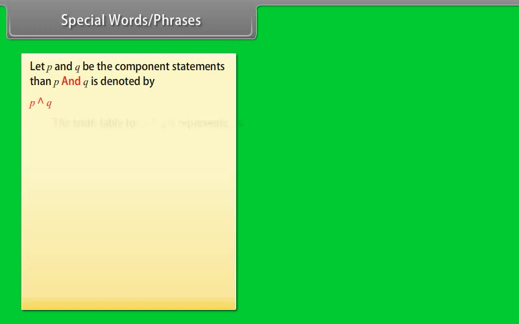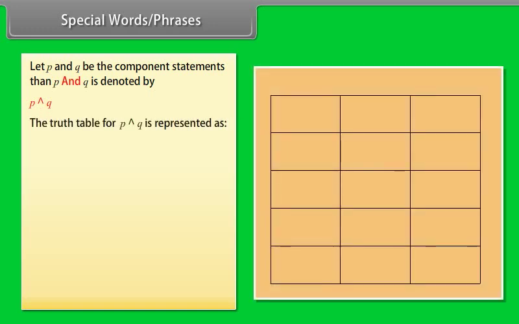∧ Q. The truth table for P ∧ Q is represented as: for P true and Q true, P ∧ Q is true. For P true and Q false, P ∧ Q is false. For P false and Q true, P ∧ Q is false. For P false and Q false, P ∧ Q is false.